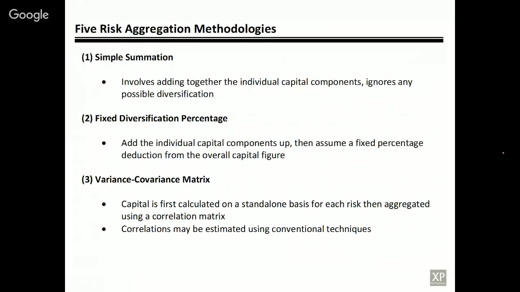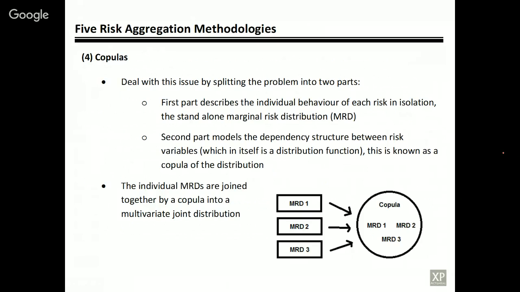There are also 5 risk aggregation methodologies that you should be familiar with. The first is a simple summation, where you just sum the individual components and you ignore any possible diversification. The second is a fixed diversification percentage. So you sum the components and then you subtract out some fixed percentage multiplied by the total capital. The third is the common variance covariance matrix. Here you take the standalone risks and you multiply them by a correlation matrix.